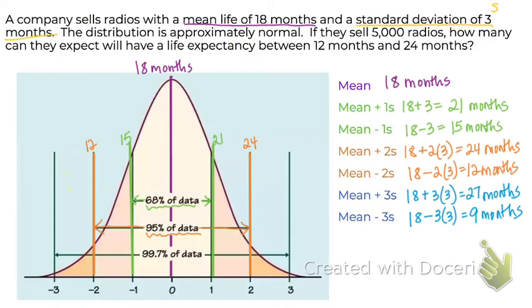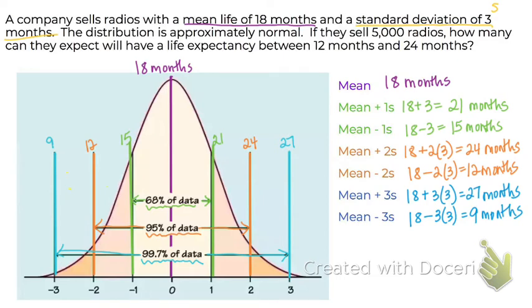And then with 3 standard deviations from the mean, this is telling us that 99.7% of the data, almost all of it, is between 9 and 27 months. So 99.7% of the radios are going to have a life expectancy between 9 and 27 months.